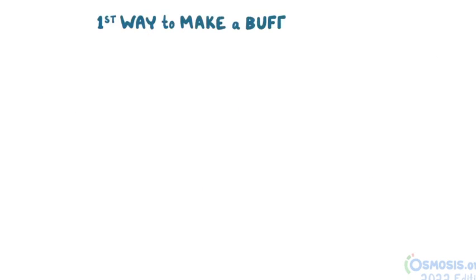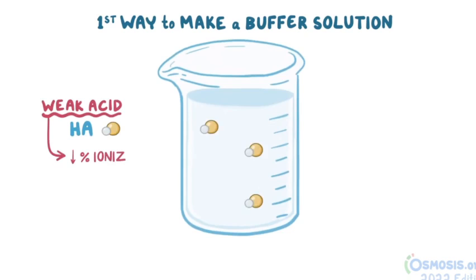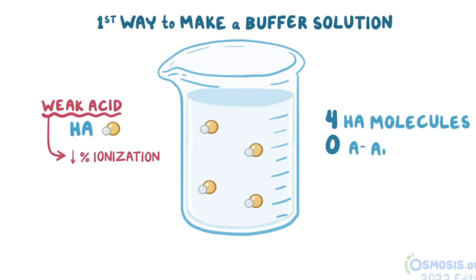The first way starts with an aqueous solution of a weak acid, HA. Since weak acids have a low percent ionization in aqueous solution, most of the weak acid will stay as HA, and only a small percentage of HA will turn into A-. So, to represent an aqueous solution of our weak acid in our particulate diagram, we start out with 4 HA molecules and 0 A- anions. Water molecules are left out of the particulate diagram for clarity.